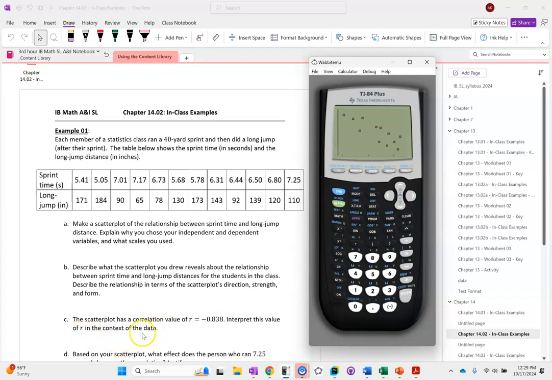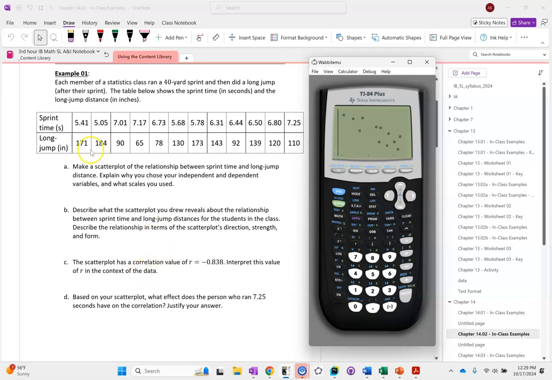Interpret this value in the context of the data. Okay, so this is talking about sprint and long jump times. What is this saying? That the smaller your sprint time, the bigger your long jump should be, right? That's going to be the negative slope. So little x's should go with big y's. Everybody agree? If it was positive r, it would be big x's go with big y's. So slow sprinters jump far. Probably doesn't make a lot of sense. Everybody's okay?